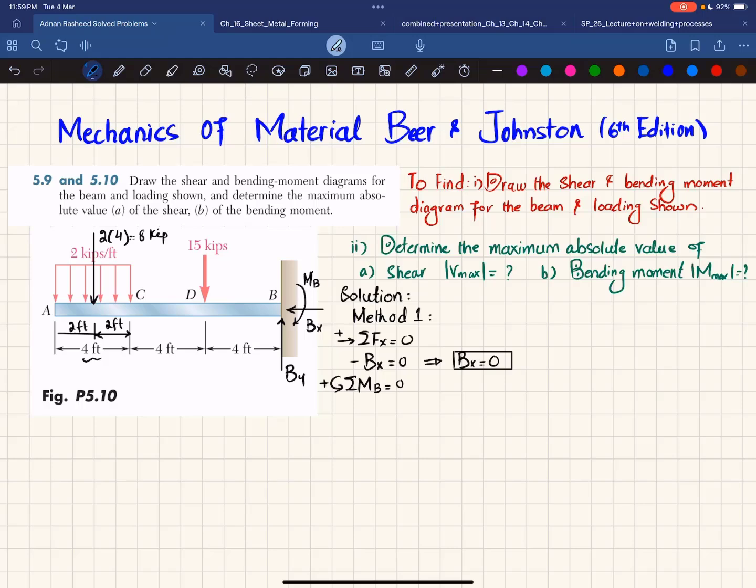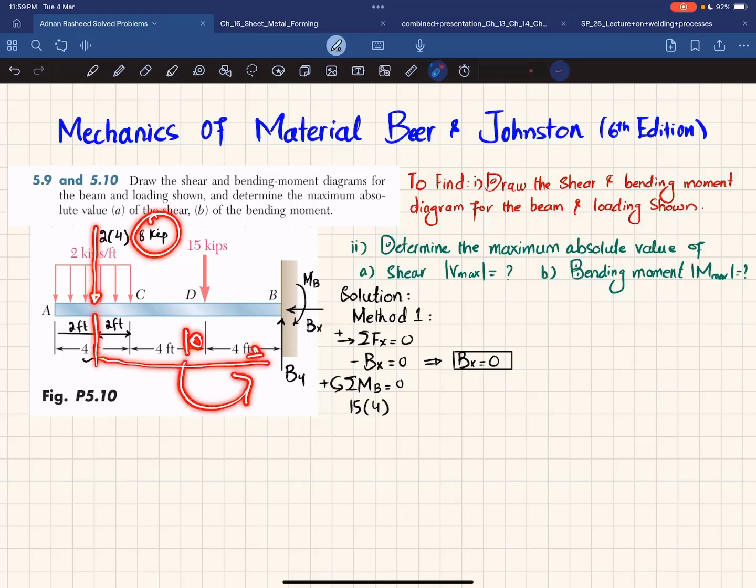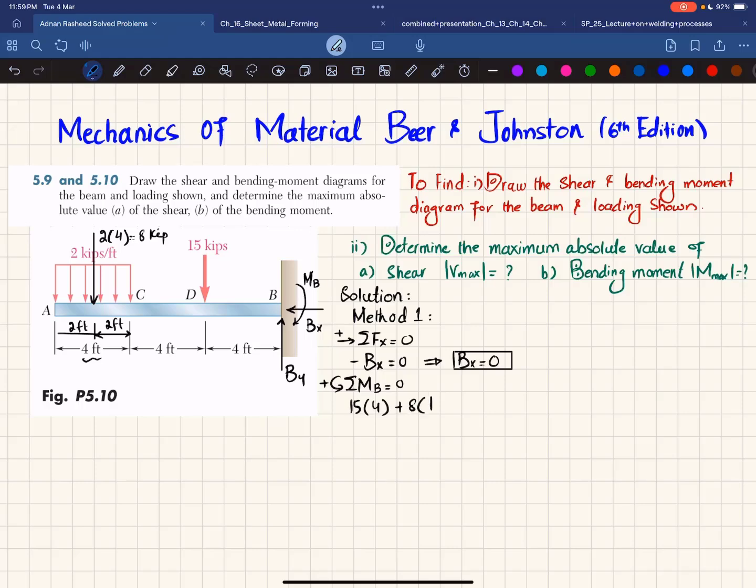Now we'll apply this equation. The first force that will produce moment about point B is this 15, and the perpendicular distance is 4 feet, and it is producing a counterclockwise moment, so it will be positive. So I can write 15 multiplied by 4, positive. The second moment is produced due to this 8 kips load, and the perpendicular distance is now 10 feet, and it is also producing a counterclockwise moment, so it will be positive. I can write plus 8 multiplied by 10. And the third moment is the reaction moment MB, that is clockwise, so it will be negative. So minus MB is equal to 0.